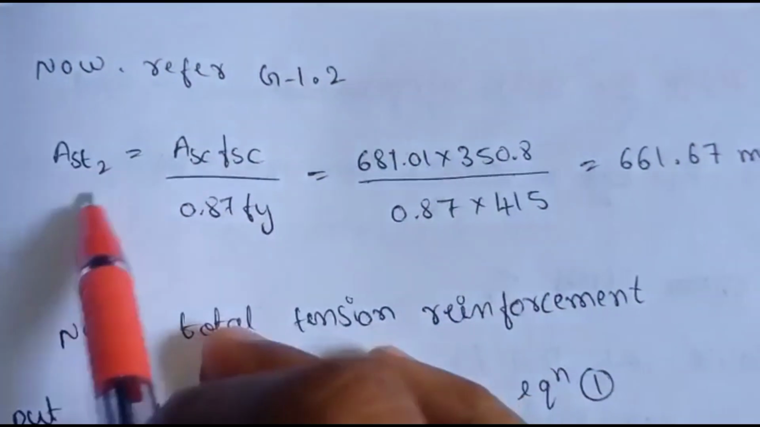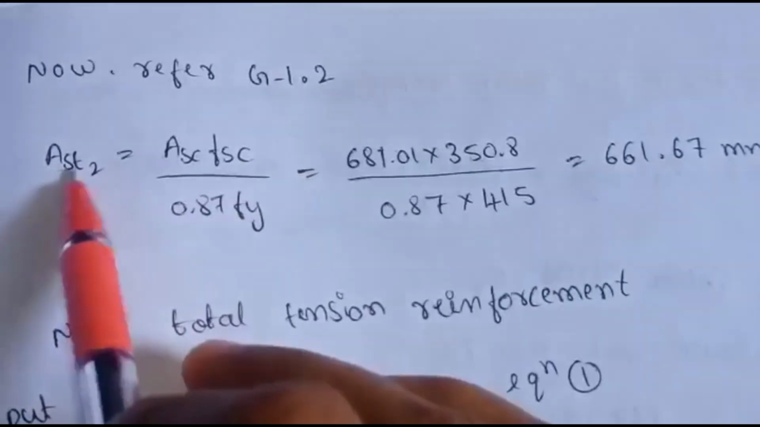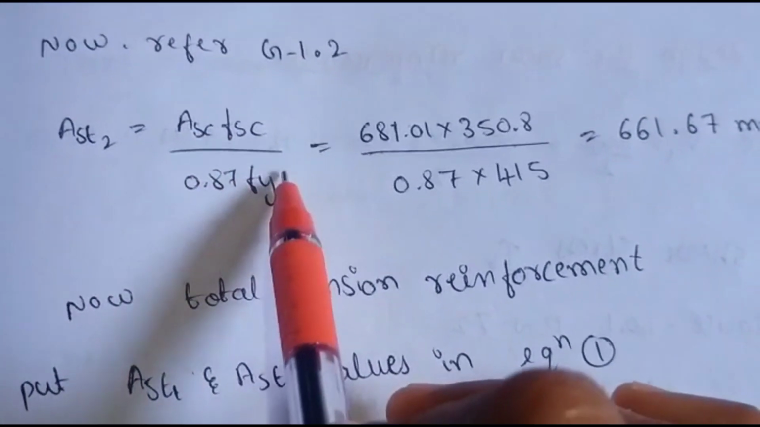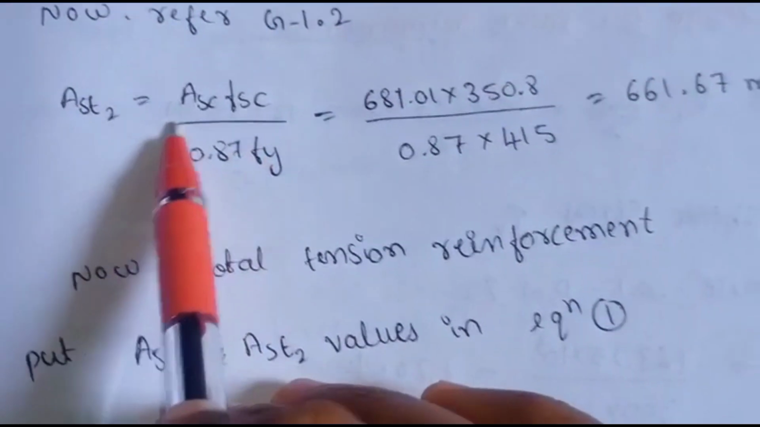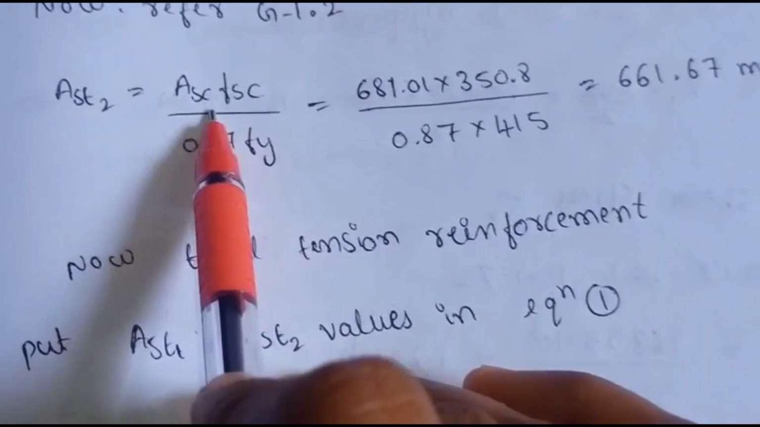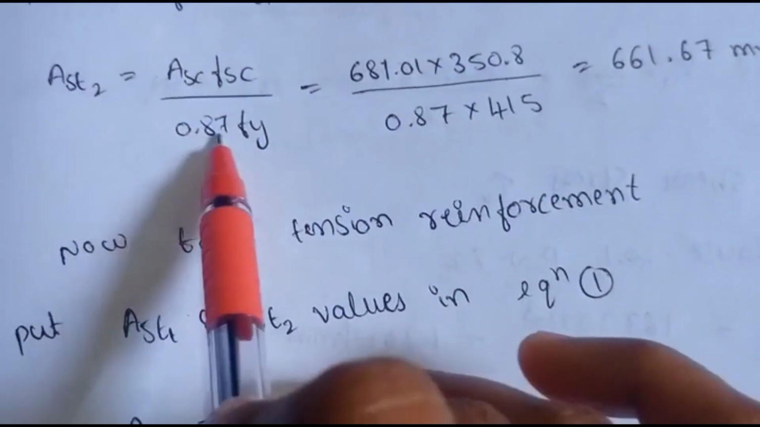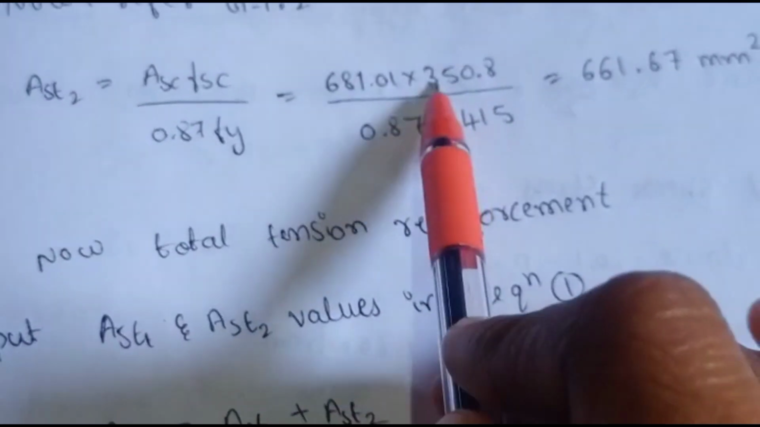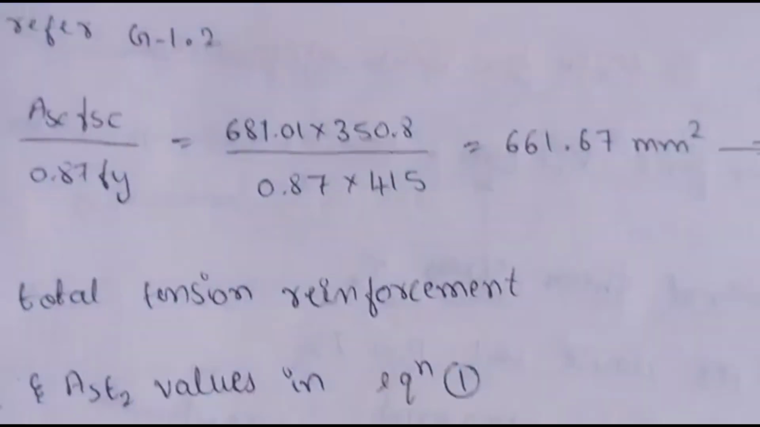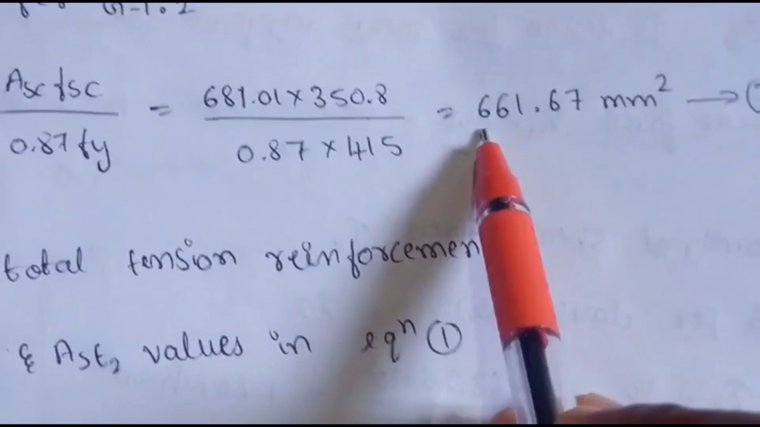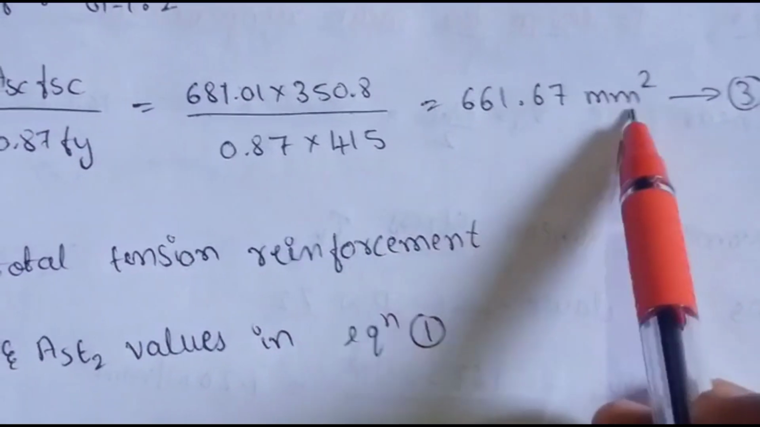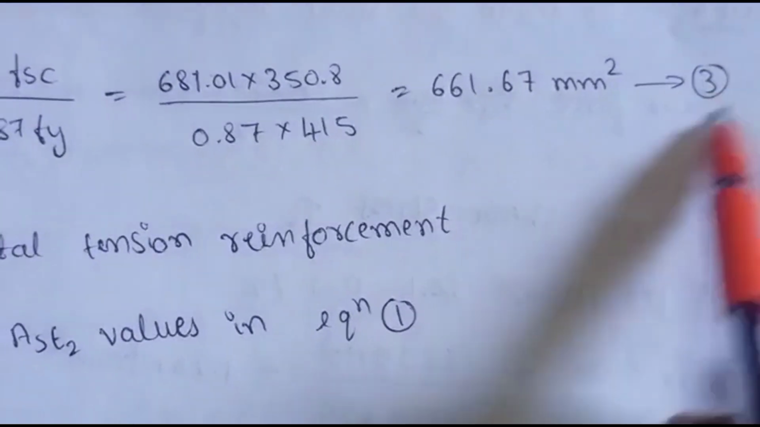For AST2, refer G 1.2. This formula is given on page number 96. So same formula I have written here. AC into FAC divided by 0.87 Fy. Substitute all the values. Simplify this. We will get our AST2 value is equal to 661.67 mm square. So call it equation number 3.